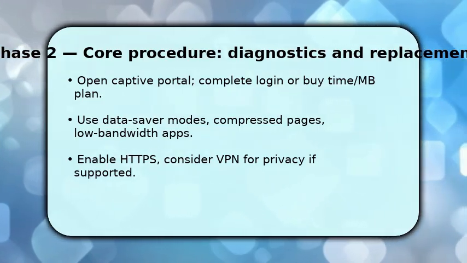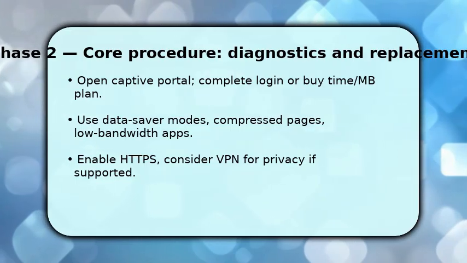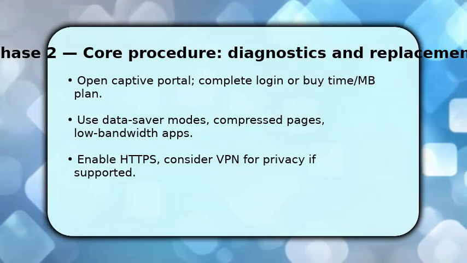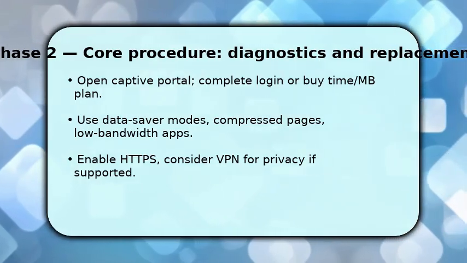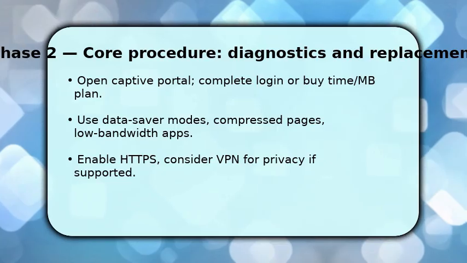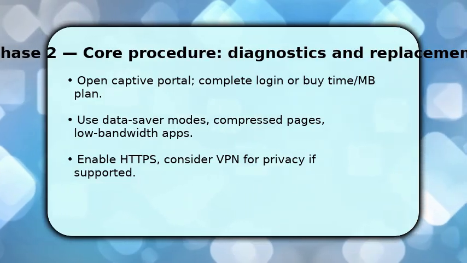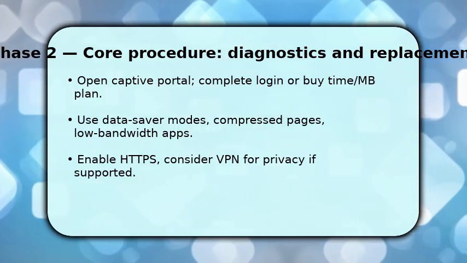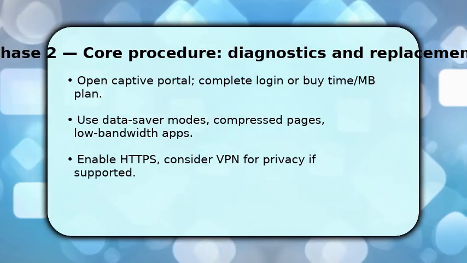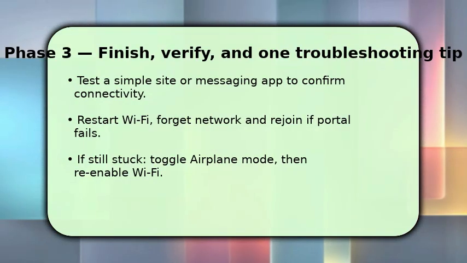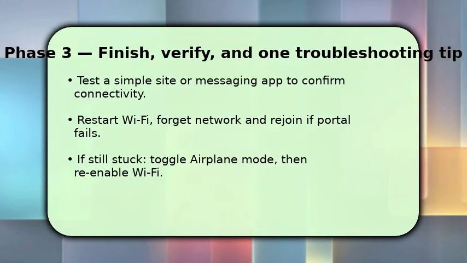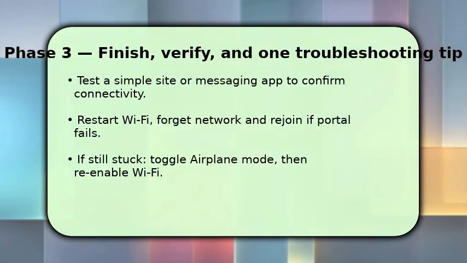Enable data saver in apps, switch media to low quality, and prefer text or mobile sites to cut latency and caps. If privacy matters, start a VPN only if the network allows it. Otherwise, rely on HTTPS. Also, close background sync and auto-update tasks, so the limited bandwidth goes to the tasks you need right. Finally, verify the connection by loading a lightweight page or sending a small message.